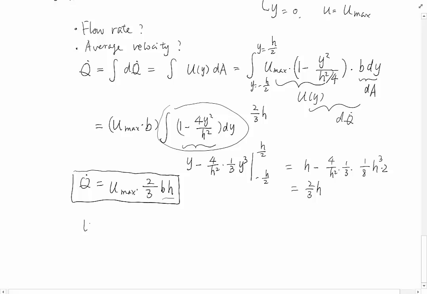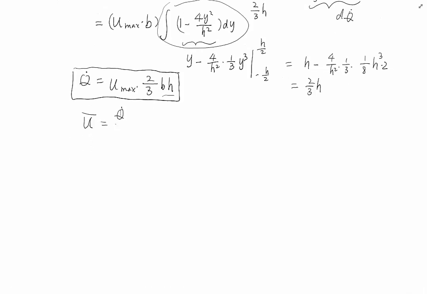Now the average velocity u bar is q divided by the area, which is a rectangle formed by B and H. Then this will give us 2/3 of the Umax. So this should be something expected.